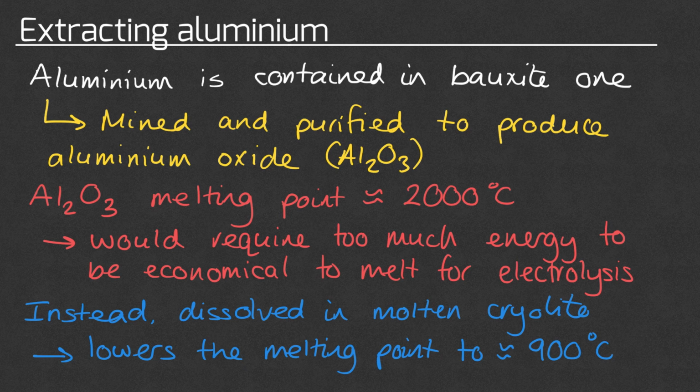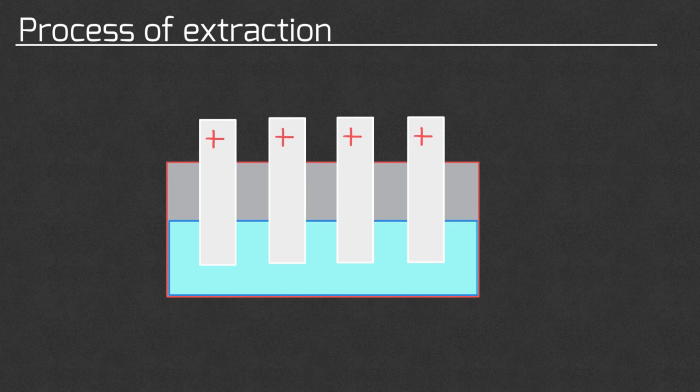Instead, we dissolve the aluminium oxide in molten cryolite. This lowers the melting point of the aluminium oxide to about 900 degrees. And with a melting point of around 900 degrees, it is economical to pay for the energy to heat it up, to melt it, to extract it with electrolysis. This is a simplified diagram of the equipment used to extract aluminium through electrolysis. You'll notice that this looks different to the electrolysis setup we've looked at in previous videos. We're going to work through each part of the diagram.